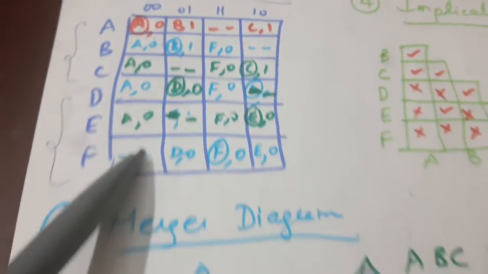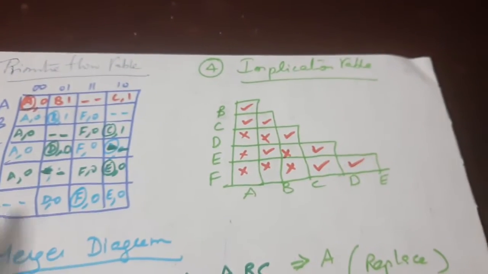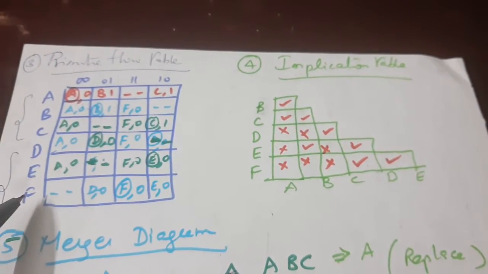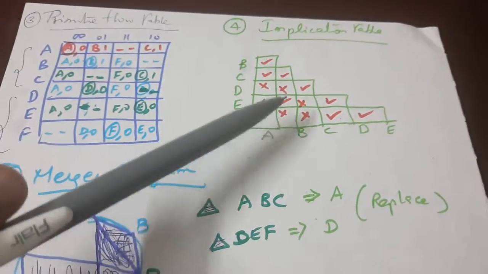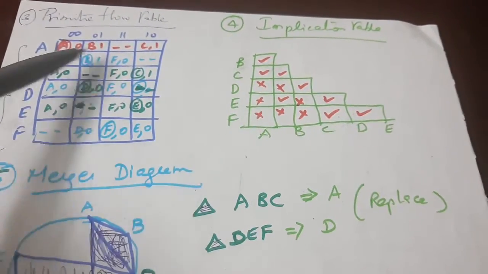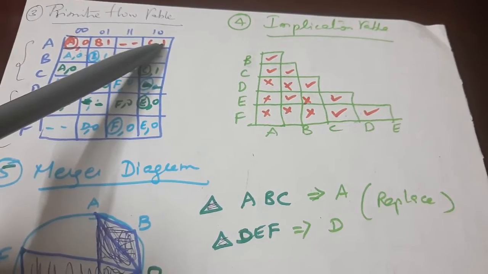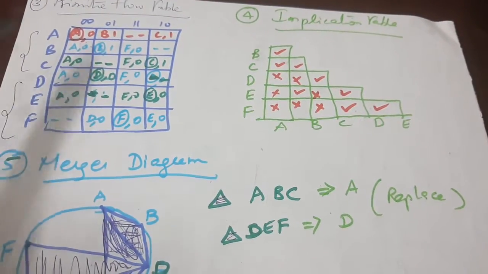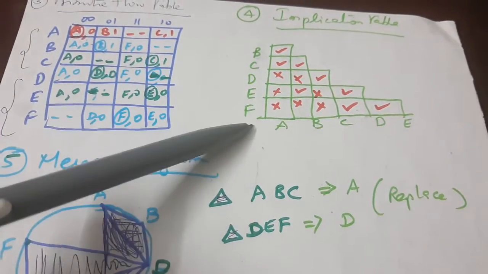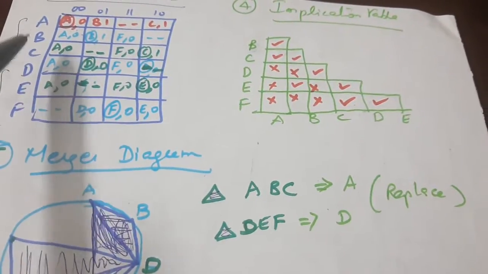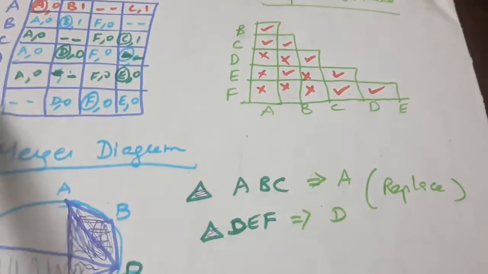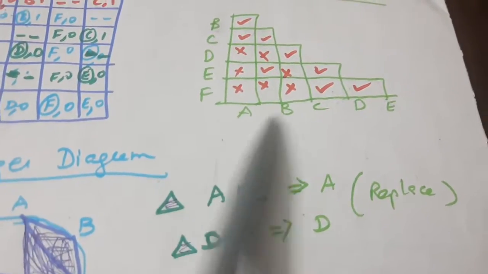From this primitive flow table, you can reduce the redundant states by the merger diagram. So to come out with the merger diagram, we use an implication table. How to do the implication table? Eliminate the first row for the columns. So you'll write the columns only from B, C, D, E, F. And for the x-axis, you will eliminate the last row. So it is A, B, C, D, E.